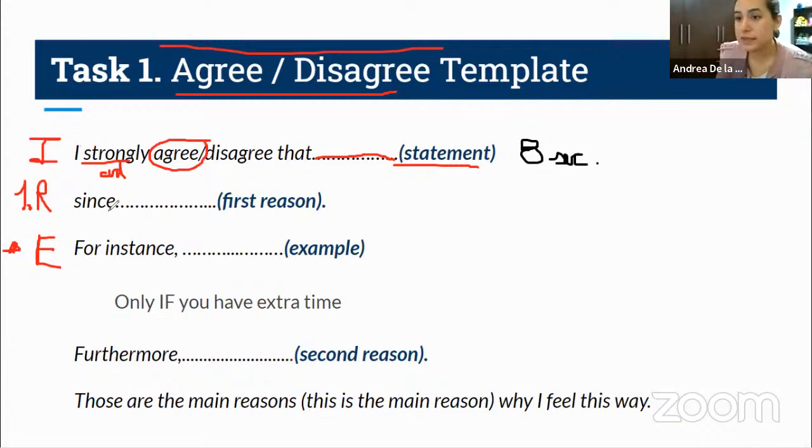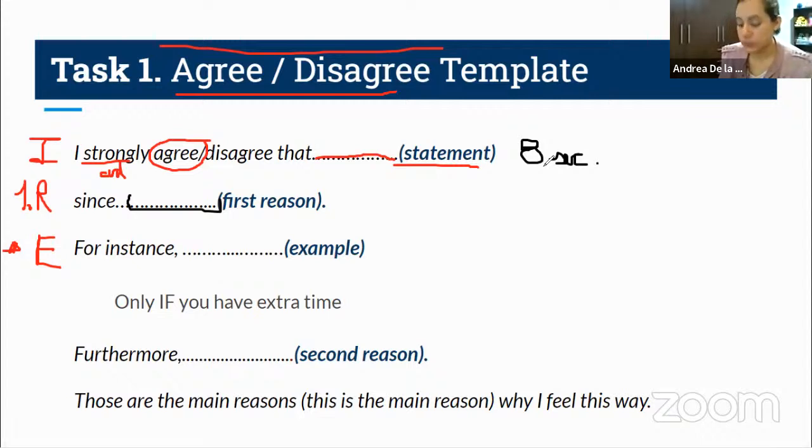What you could say is since, because, as, due to the fact that, for, whatever you want. To be honest, since is the one that I prefer, but if you want, you can change it, no problem. As long as it's because, since, for, as, due to the fact that, whatever you use is okay. And then you give your reason. So, I strongly agree that online courses are more effective since you save time.